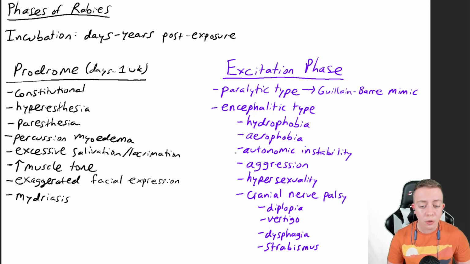And then, kind of going along with the hydrophobia and aerophobia, you have cranial nerve palsies. So diplopia, double vision, is going to happen when the nerves to the eye muscles don't work, especially if you have problems with the optic nerve. So you get some issues with cranial nerves in the eyes, you get issues with cranial nerves in the ears, so you get some vertigo with cranial nerve 8 activity, and dysphagia, so you can't swallow. That's going to go along with cranial nerves 9 and 10.